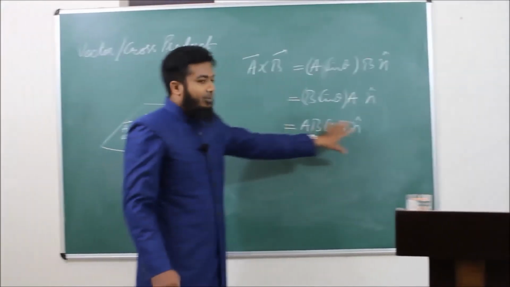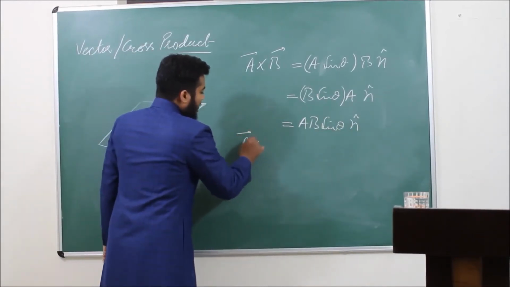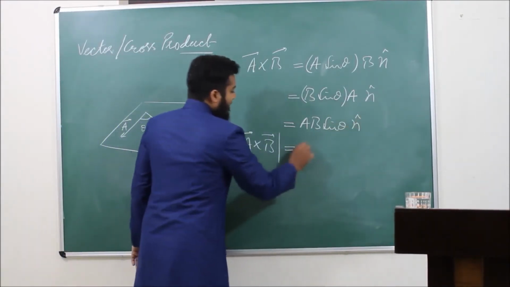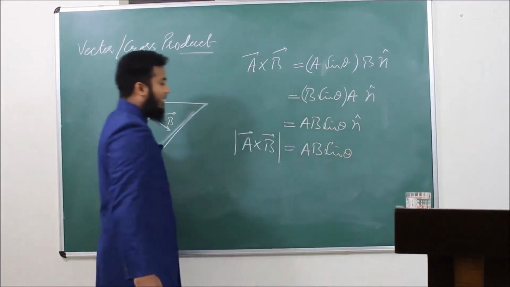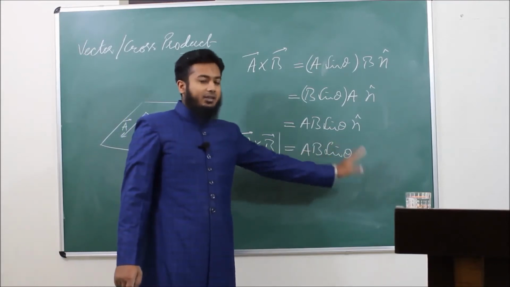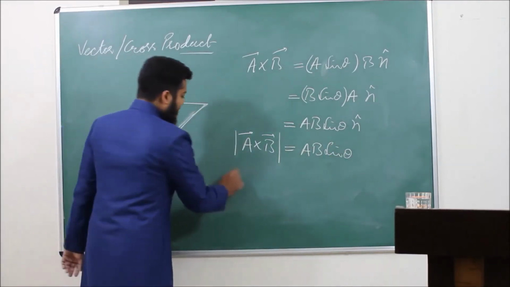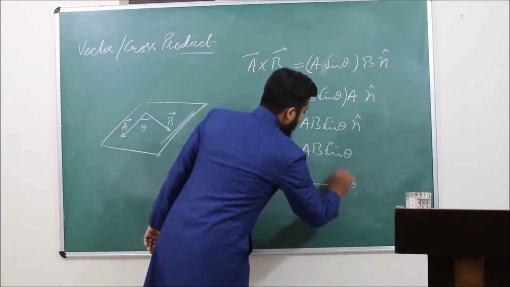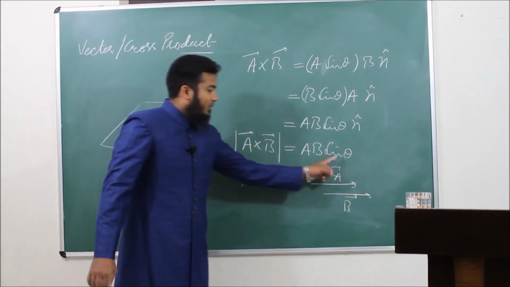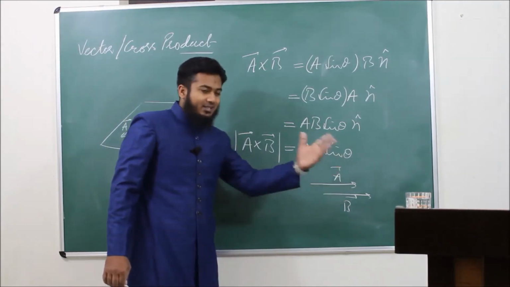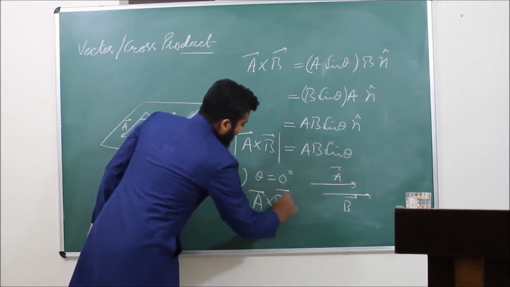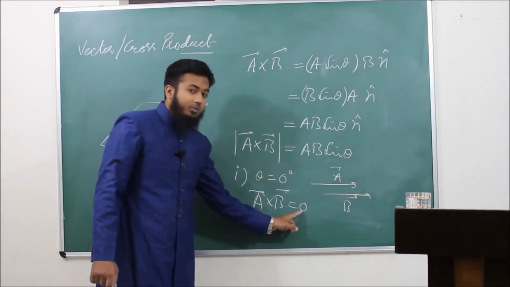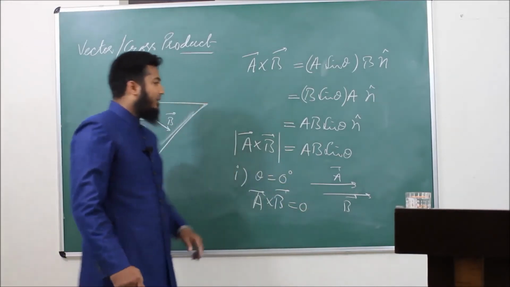So A cross B will be AB sine theta, and if I want to know just the magnitude of the cross product, the magnitude of A cross B, then remove this direction and you get just AB sine theta. So the magnitude of A cross B is simply AB sine theta. And we can discuss two cases here. If the angle between the vectors is 0 degrees, that means the vectors are in the same direction, then sine 0 is 0. That means the cross product will be 0. If I write this in vector form, then this will be the 0 vector, the vector of 0 magnitude and with indeterminate direction.